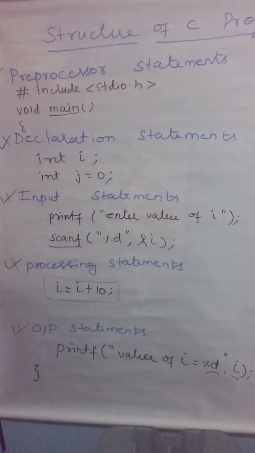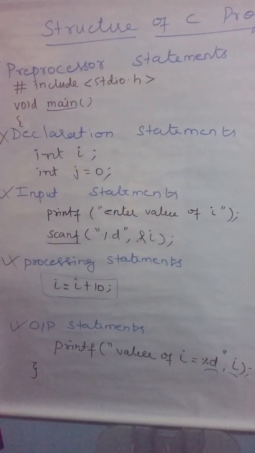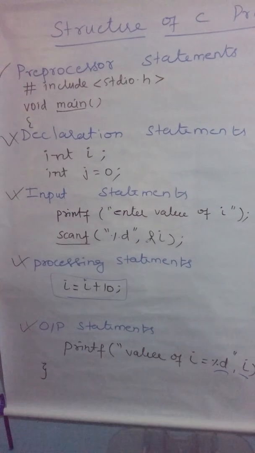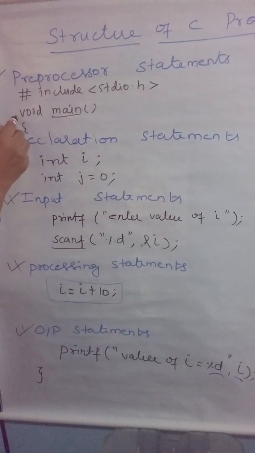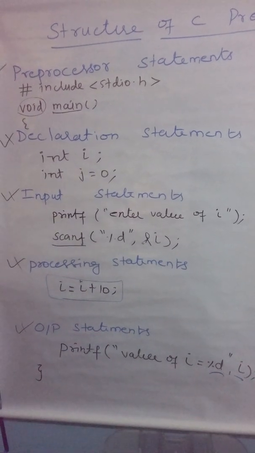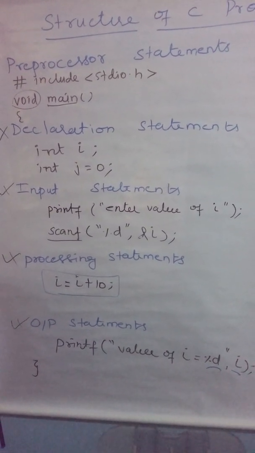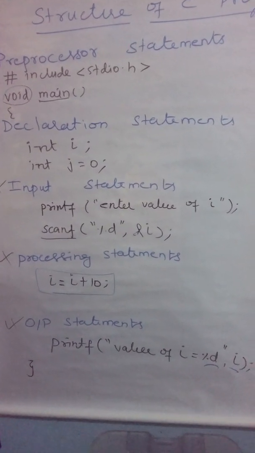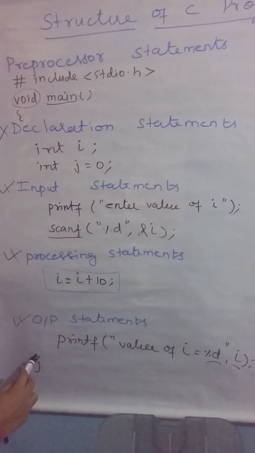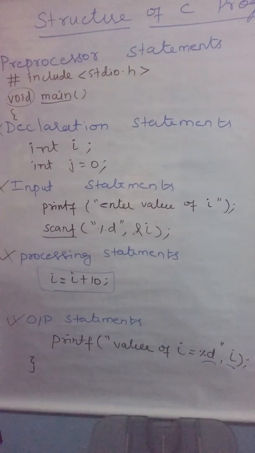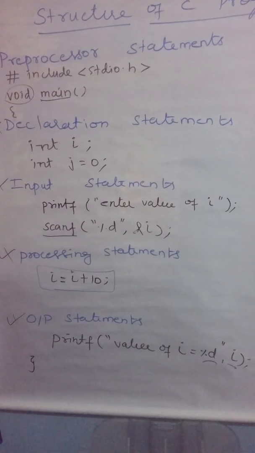Your preprocessor statement is placed outside the main function. As for the return type of the main function, you may use either int or void. If I am using void, there is no need to include a return statement. If I have used int main, then at the end I need to include a return statement returning an integer value.